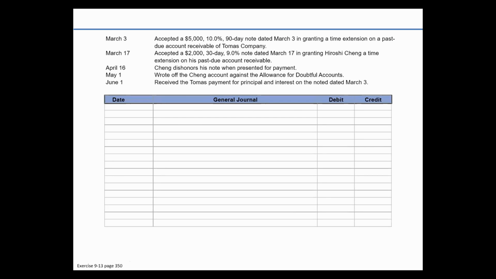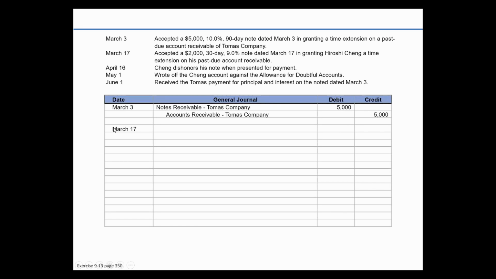Then the next one here is on March the 3rd. We accepted a $5,000 10% 90-day note dated March the 3rd, granting a time extension on a past due account receivable from Tomas Company. So we have a notes receivable, Tomas Company, debit in the amount of $5,000, credit for the accounts receivable of $5,000. Again, that converts the accounts receivable into a notes receivable.